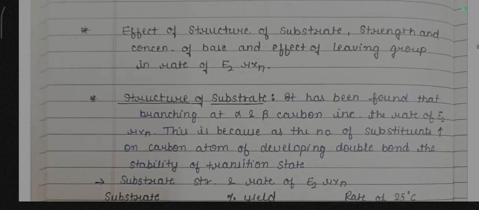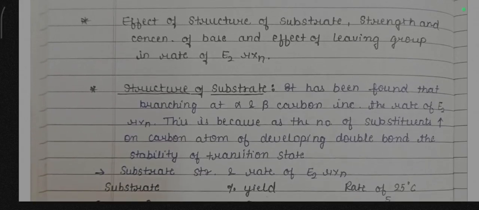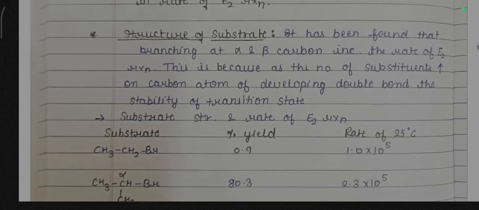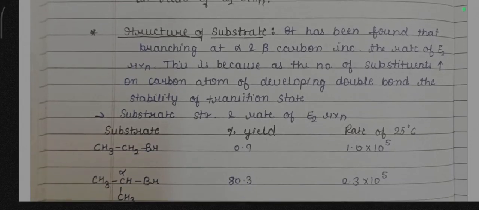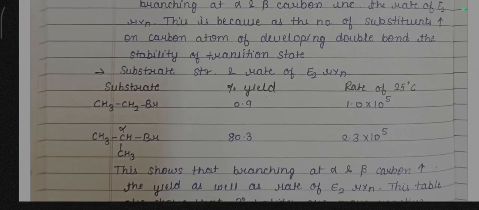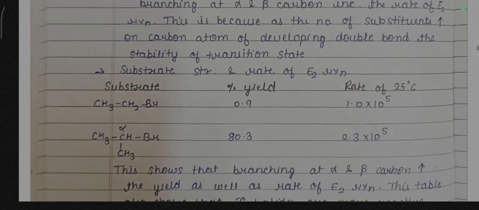Effect of structure of substrate, strength and concentration of base, and effect of leaving group on the rate of E2 reaction. Structure of substrate: it has been found that branching at alpha and beta carbon increases the rate of E2 reaction. This is because as the number of substituents increases on the carbon atoms of the developing double bond, the stability of the transition state increases, and so does the rate of E2 reaction.